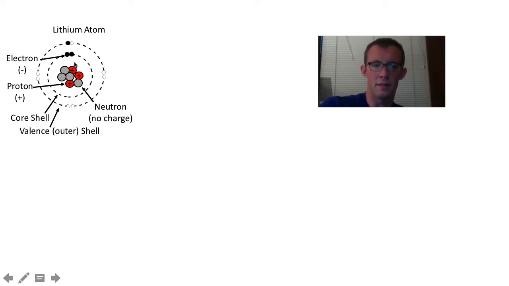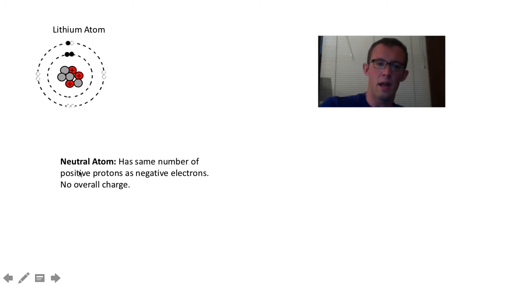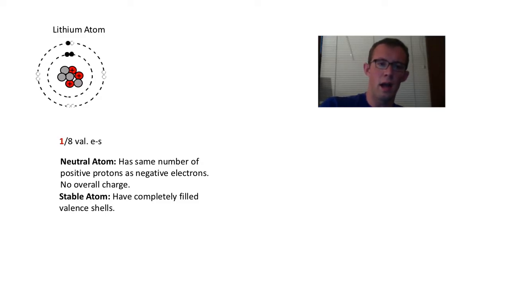And you'll notice the electrons are filling into these spaces of up to 2 electrons. Those are just called orbitals. So we'd say that this atom overall is neutral because it has the same number of positive protons, 3 positive particles, as negative electrons, 3 negative particles. So overall the charge is 0. However, we would say that this atom in its current neutral state is not stable, because a stable atom has a valence shell that is completely filled with electrons.